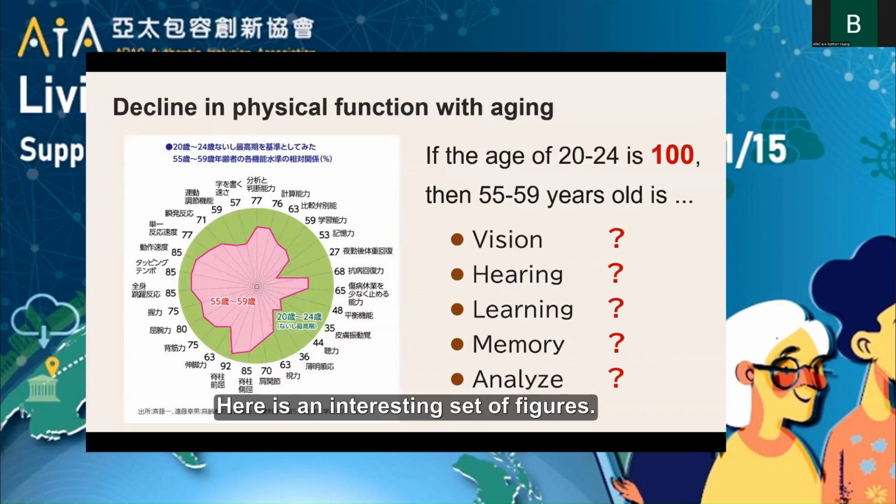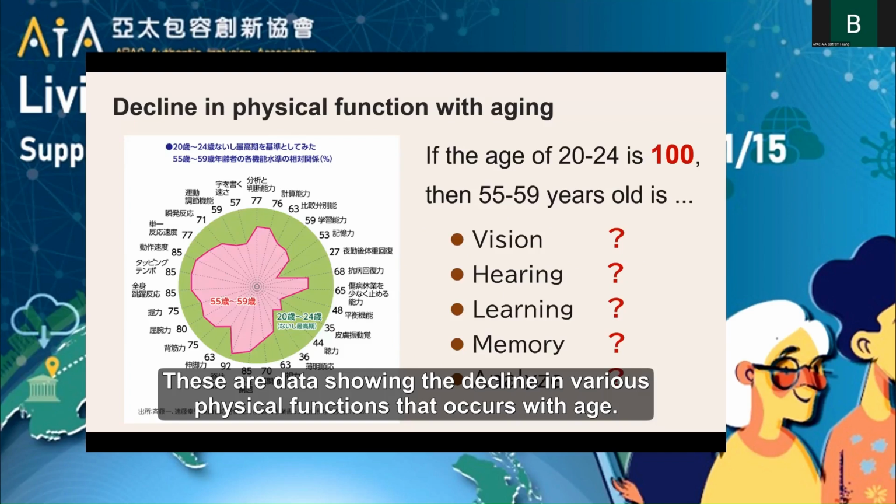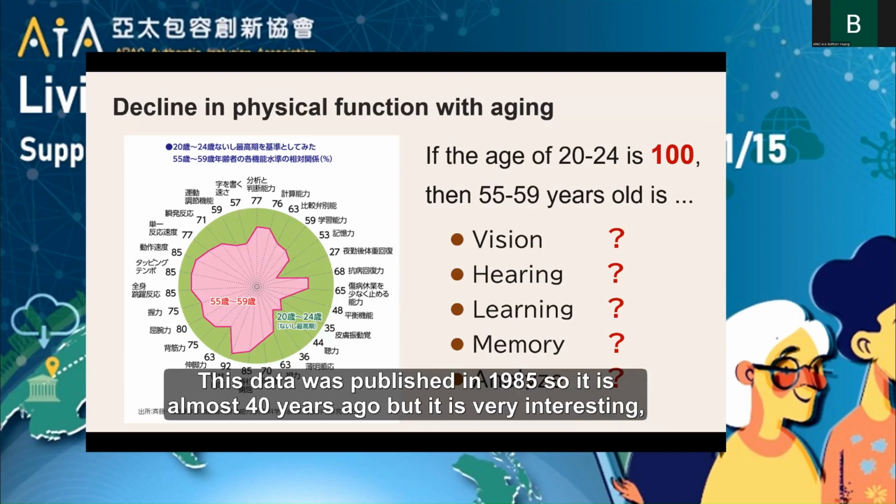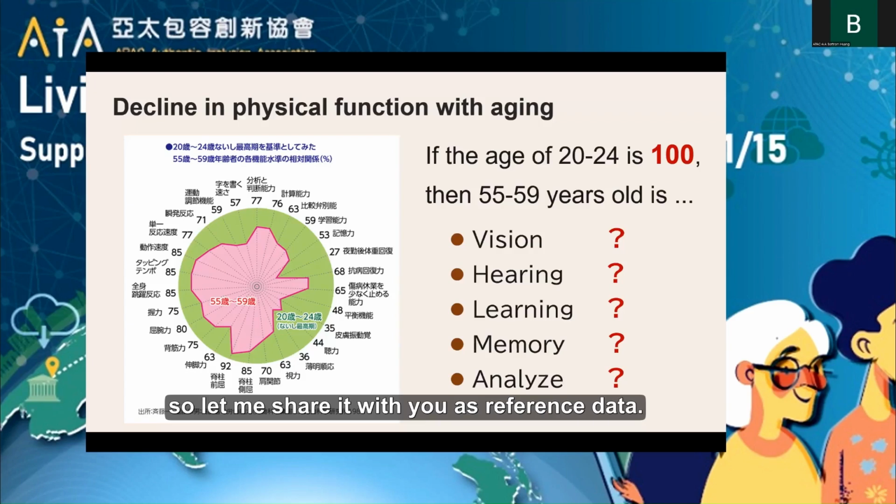Here is an interesting set of figures. These are data showing the decline in various physical functions that occurs with age. This data was published in 1985, so it is almost 40 years ago, but it is very interesting. So let me share it with you as reference data.